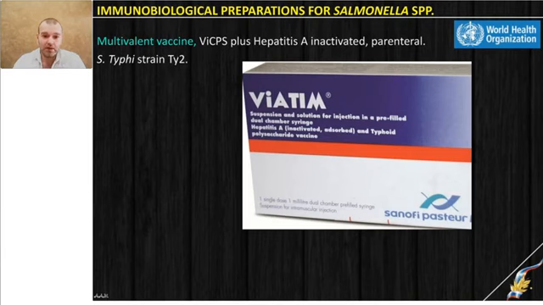We have multivalent vaccines. Again, the most popular one is a combination of hepatitis A and typhoid. It is a parenteral vaccine. The same strain Ty2 is used, and that vaccine is available in areas where hygienic levels are very low, and both diseases, typhoid and hepatitis A, are of clinical significance.